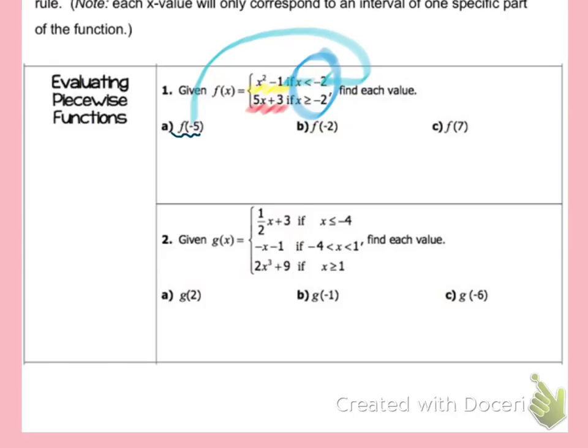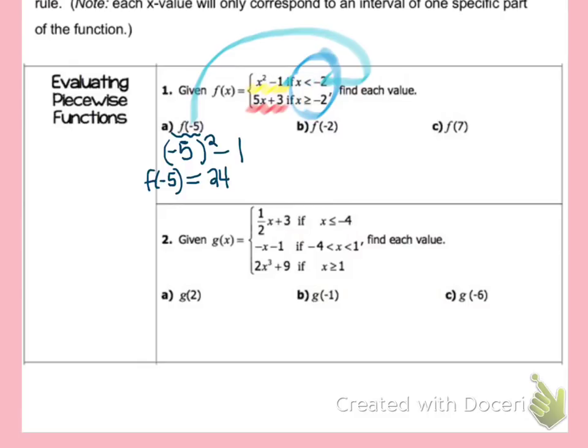That means I'm going to substitute that -5 into the part x squared minus 1. I'll put -5 in, square it and subtract 1, and that'll give me the value of f of -5. So f of -5 would be -5 squared, which is positive 25, minus 1, and that's 24.